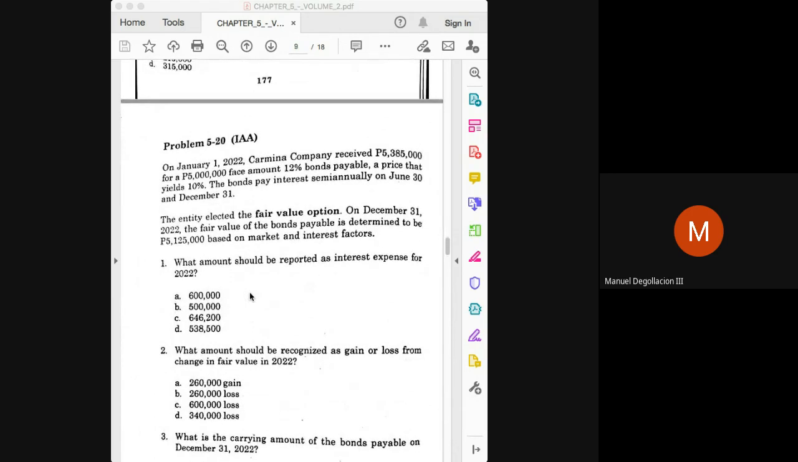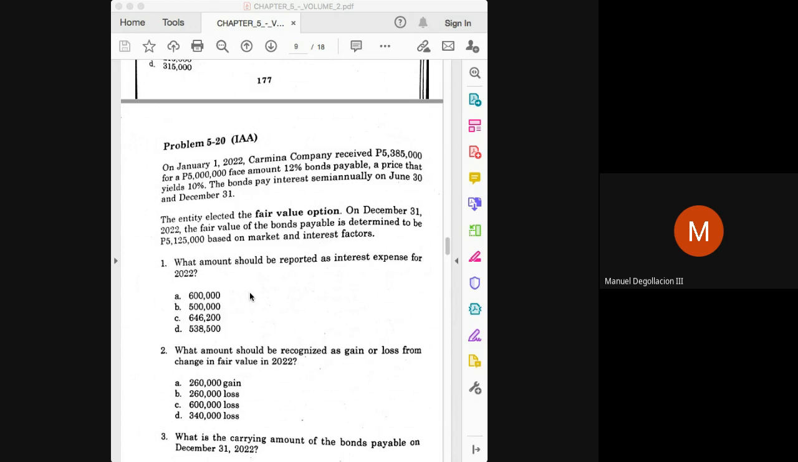Proceeding to problem 5-20. Again, if we will be using the fair value option, the problems will be very straightforward. The more troublesome discussion will be in chapter 6, wherein we will be using the amortized cost. We will be using the effective interest method.